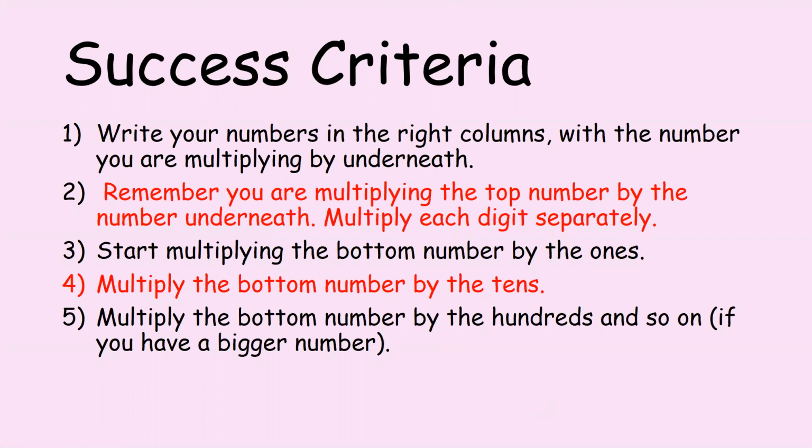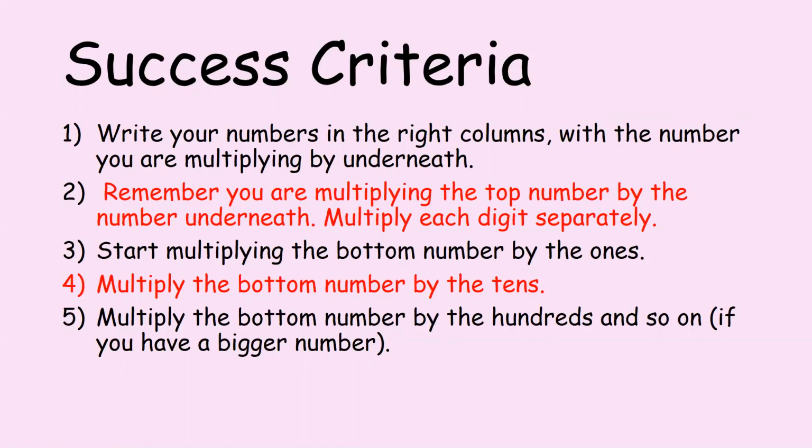Now just some little top tips to help you and to remind you going through these types of questions. Remember to write your numbers in the right columns with the number you are multiplying by underneath. In our case, it was 5, so we wrote 314 on top and then the 5 underneath.